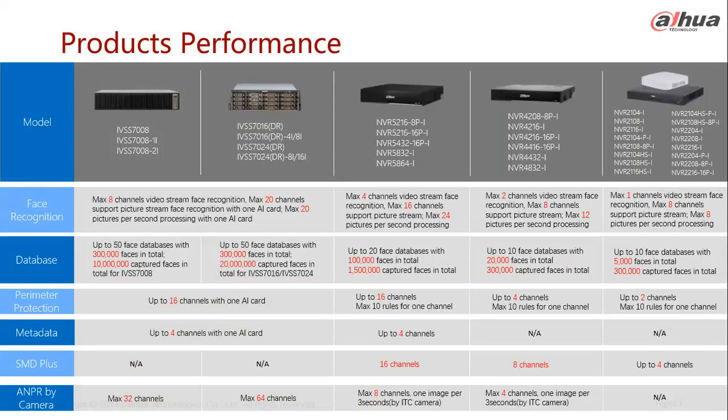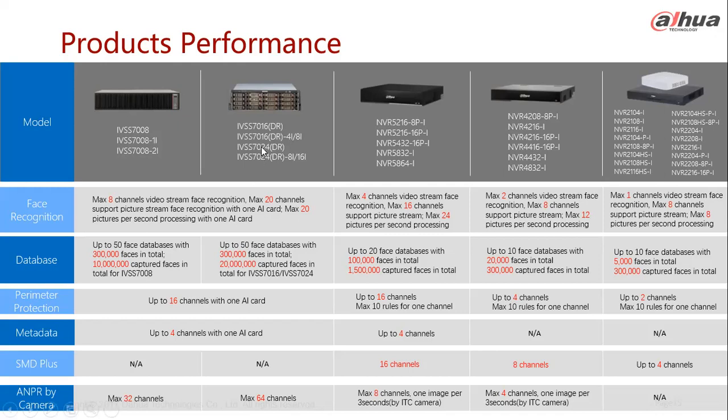So for product performance and in terms of comparison, maybe just to talk about, let's say, ANPR by camera. A case scenario where you're having a number plate recognition camera. So how many can you implement per device? For example, if you're using IVSS for number plate recognition camera, in that IVSS you can only do 32 cameras.